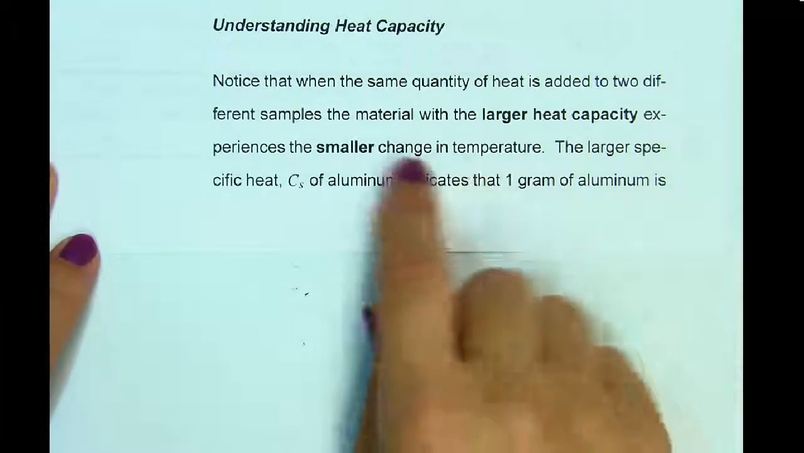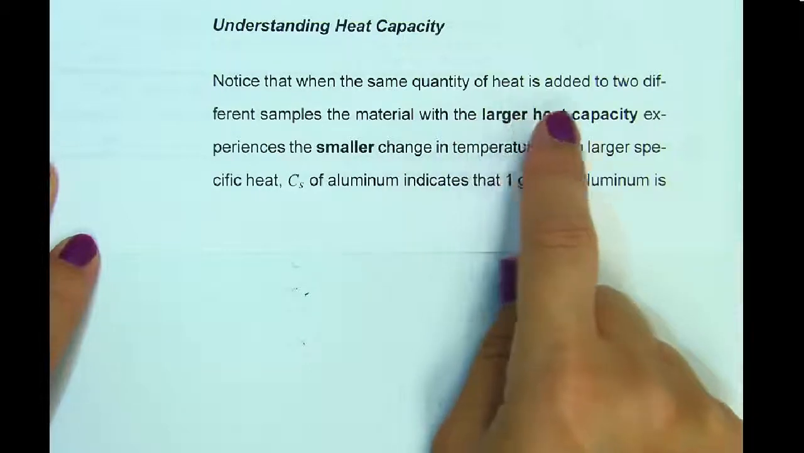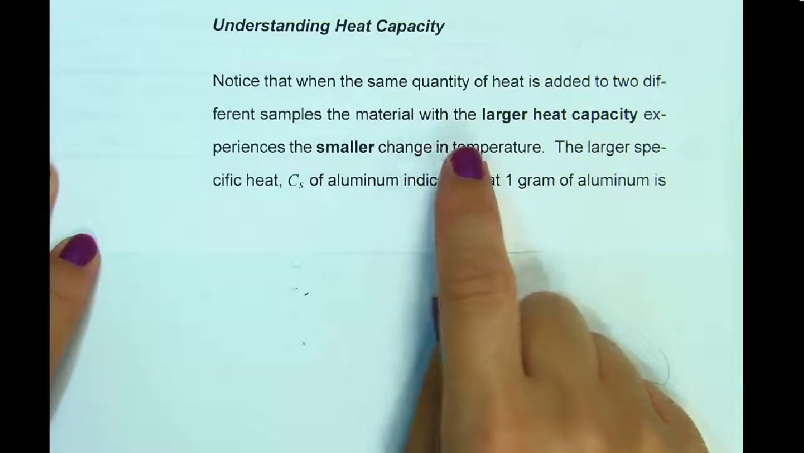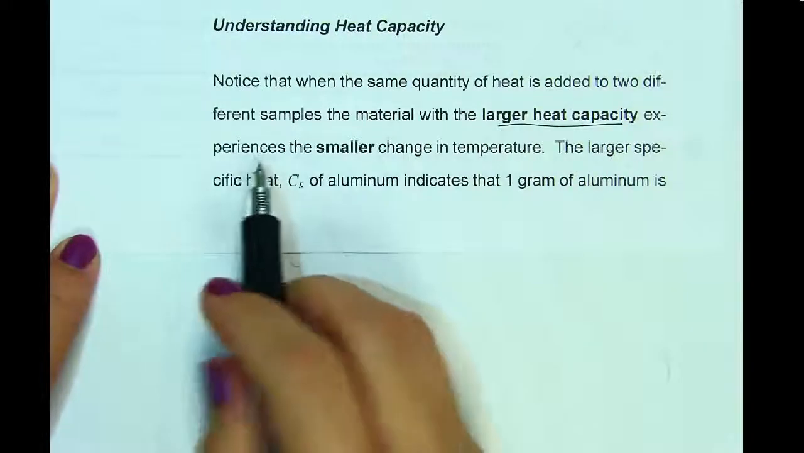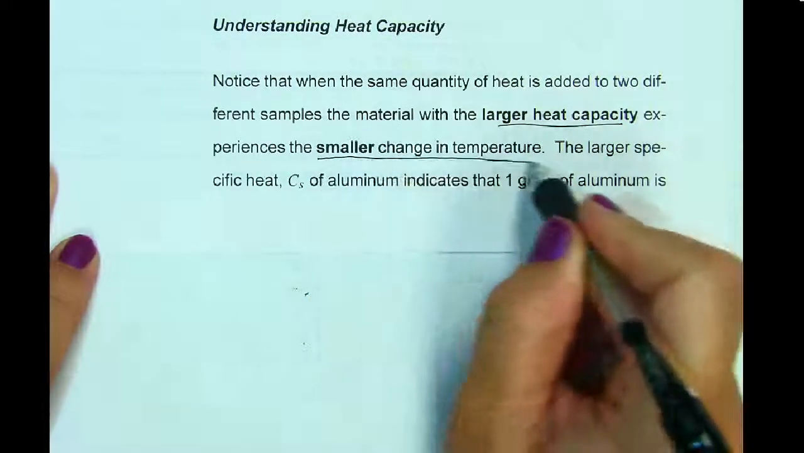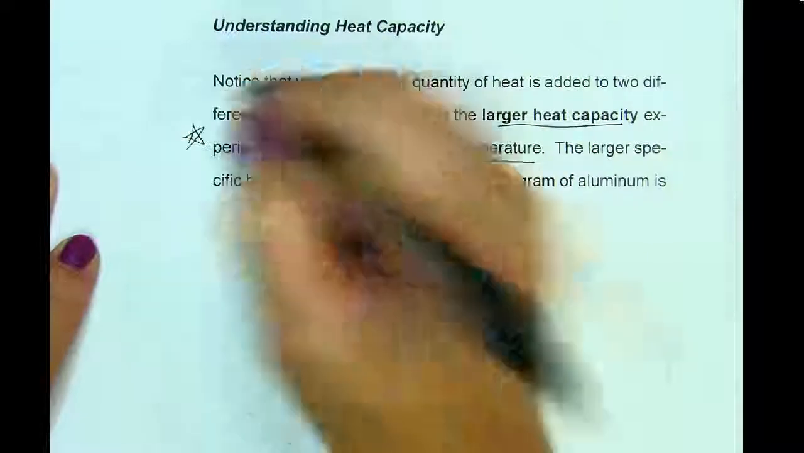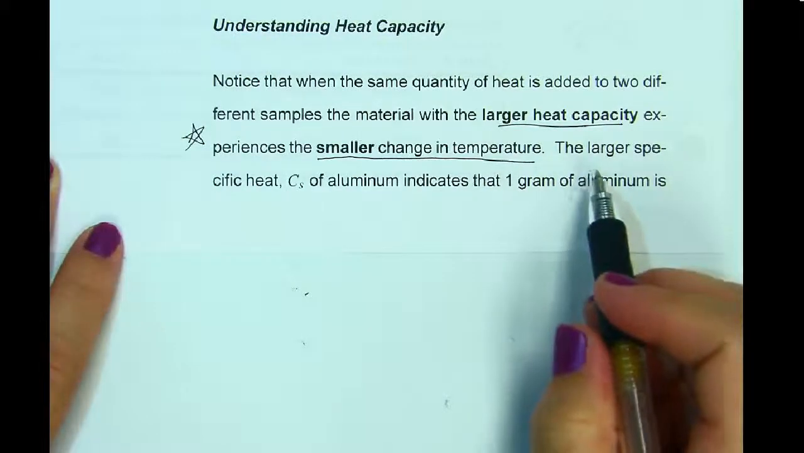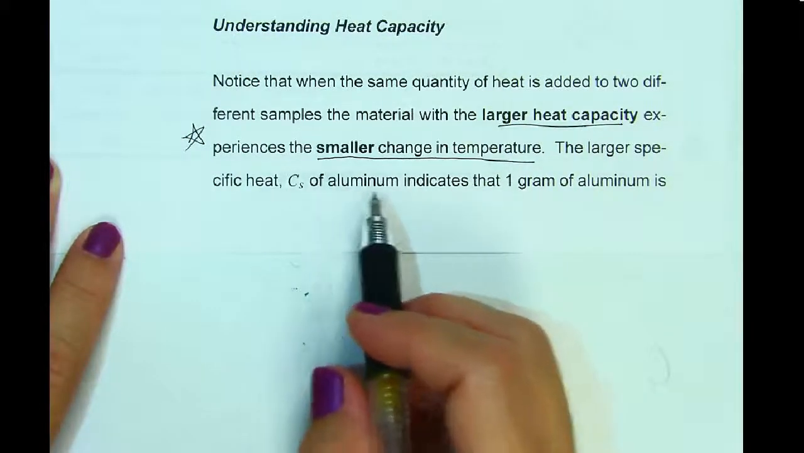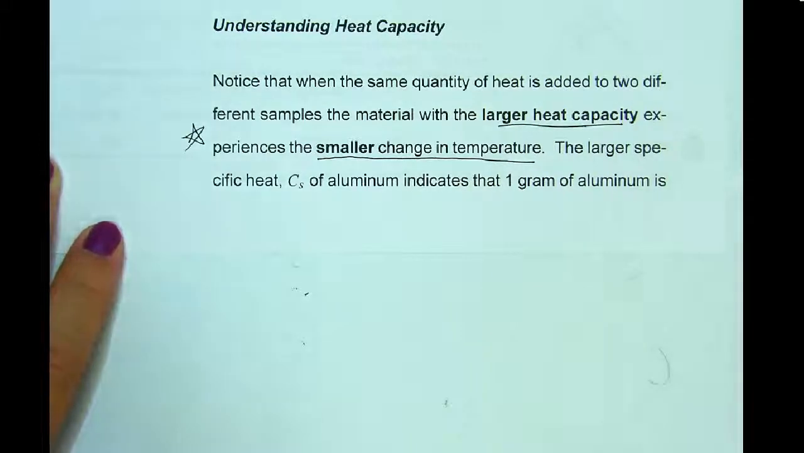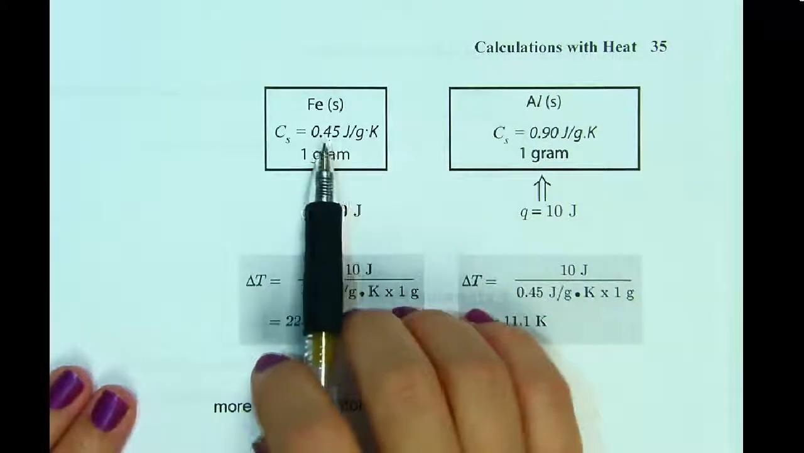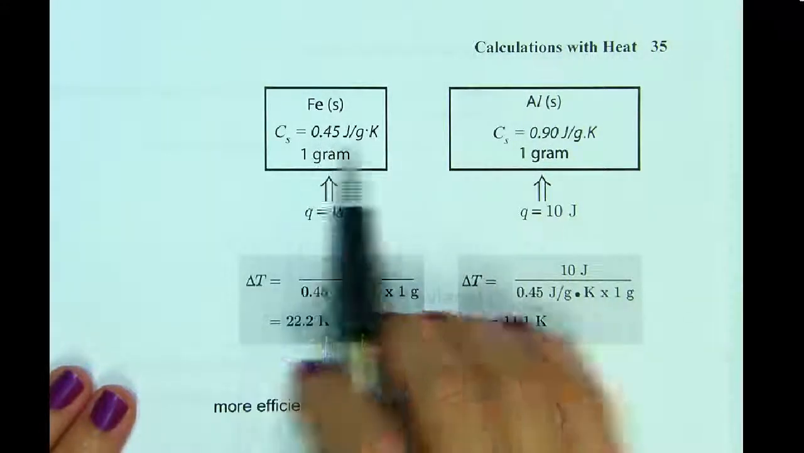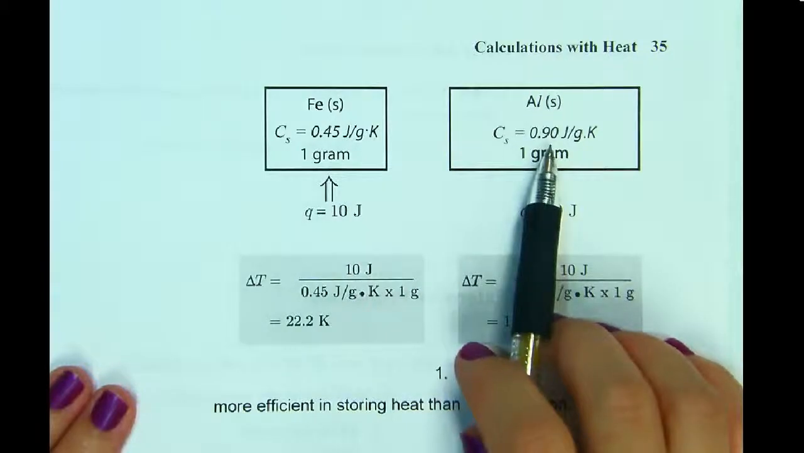Understanding heat capacity. Notice that when the same quantity of heat is added to two different samples, the material with the larger heat capacity experiences the smaller change in temperature. That's going to be something important to understand. The larger specific heat of aluminum indicates that 1 gram of aluminum is more efficient in storing heat than 1 gram of iron. So we're looking up here at these examples. Notice iron has a smaller specific heat and aluminum has a larger specific heat.